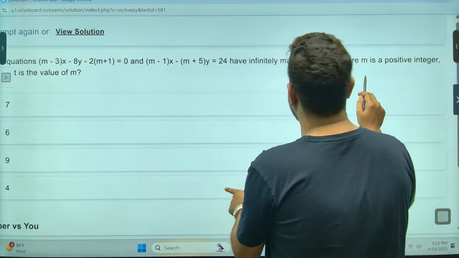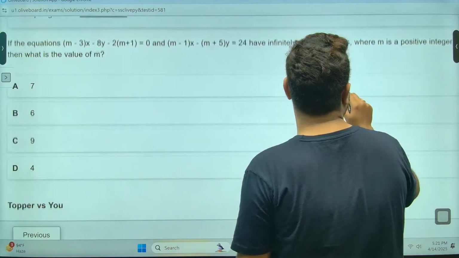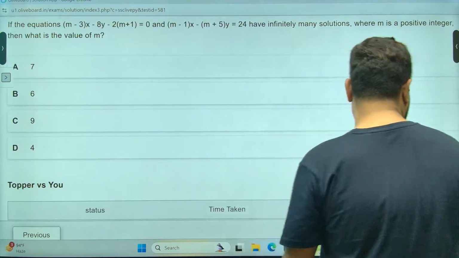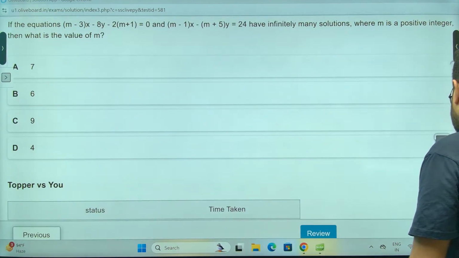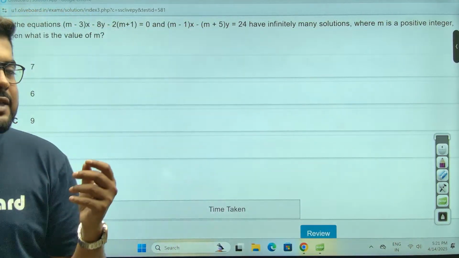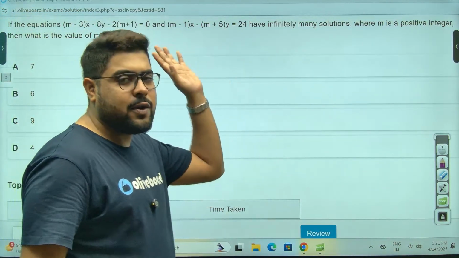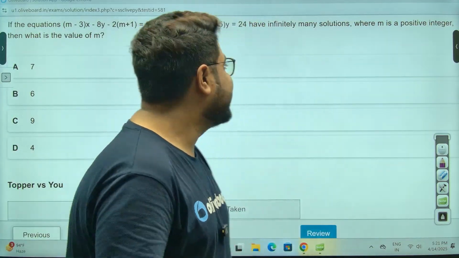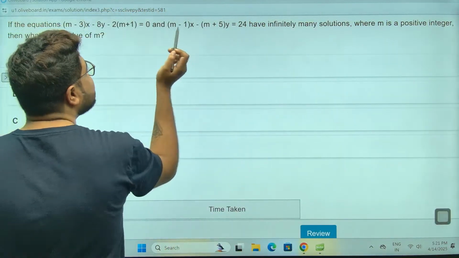Infinitely many solutions. Again, I have told you this, and in the sets also I have done this. I have given you the explanation. Infinitely many solutions means one line is lying on top of the other line. So all the ratios are equal.